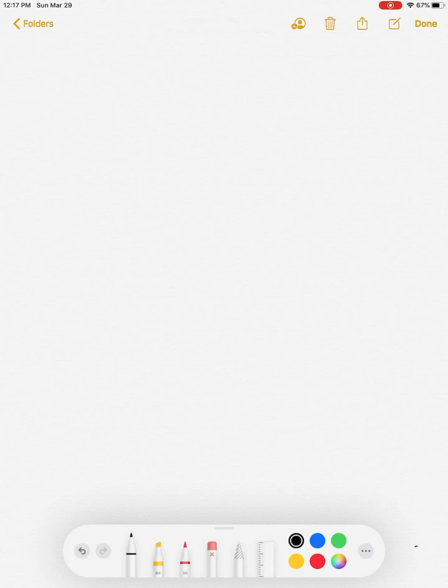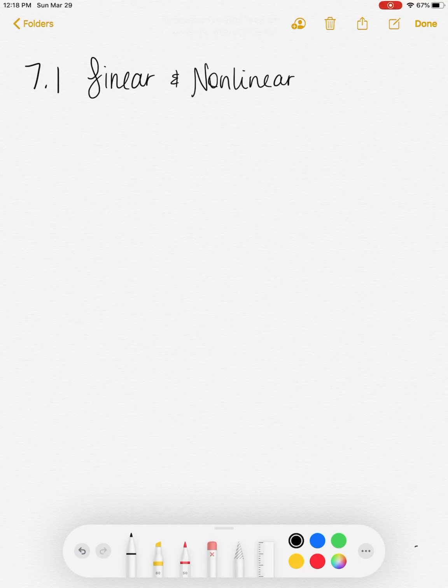The first section we're going to cover is 7.1, linear and nonlinear systems of equations. All right, so a system of equations is essentially more than one equation.